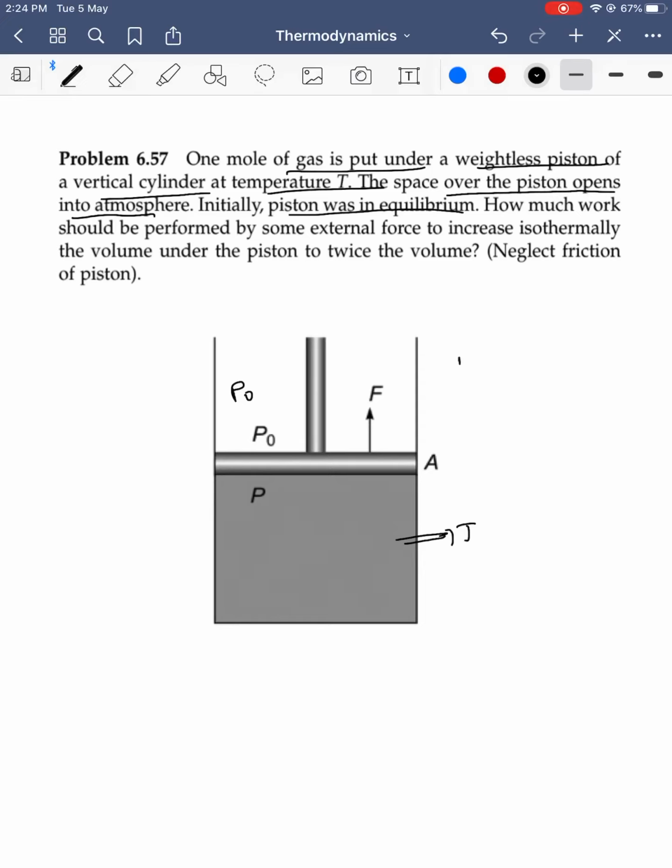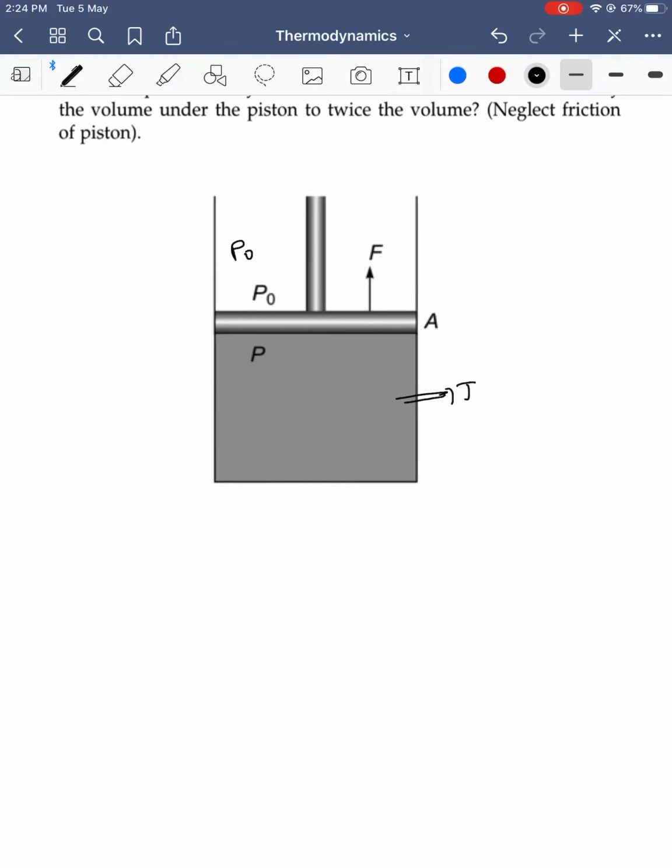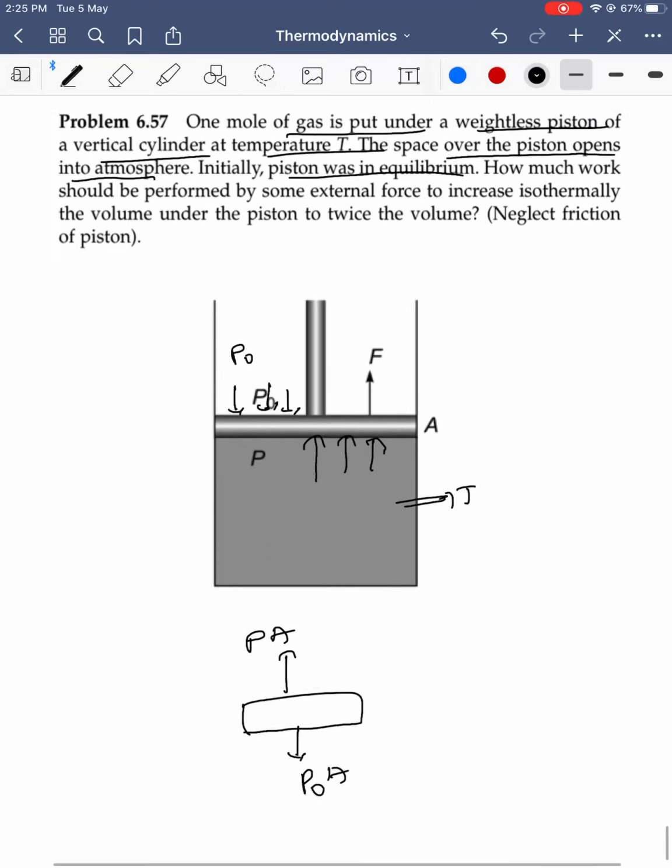In thermodynamics we basically discuss mechanical equilibrium, chemical equilibrium and thermal equilibrium. Mechanical equilibrium means net force is equal to 0. If you draw the free body diagram of the piston, the pressure force P into A acts in the upward direction, and the outside atmospheric pressure P0 into A acts in the downward direction.